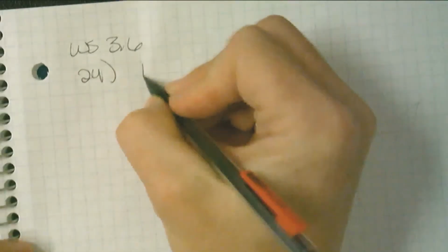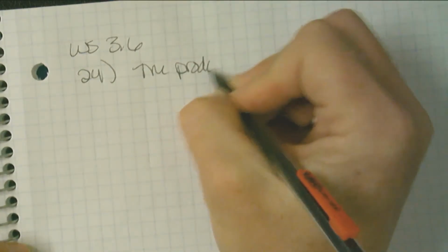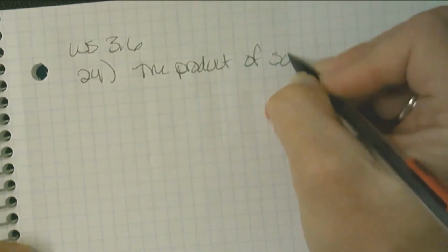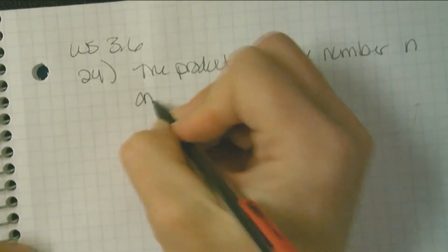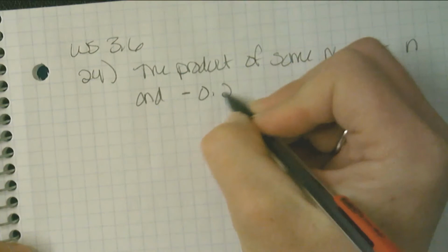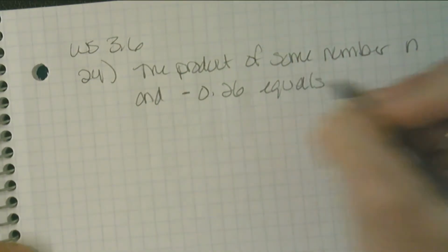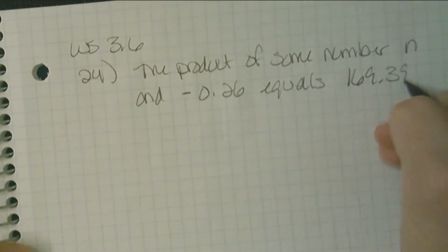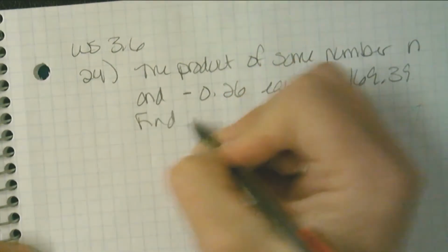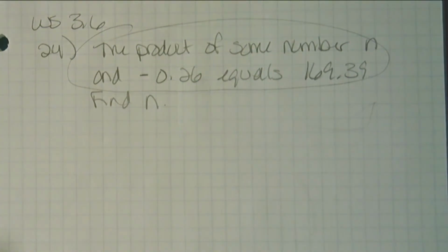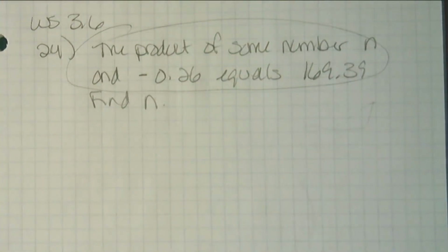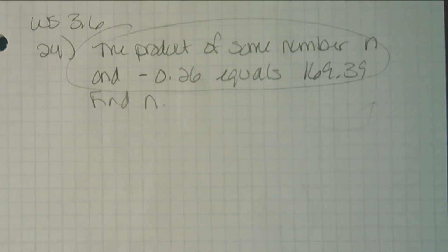So it says the product of some number n and negative 0.26 equals 169.39. And it says find n. All right, this is a math sentence that's like a game plan, so we need to kind of decode it. What operation goes with product?